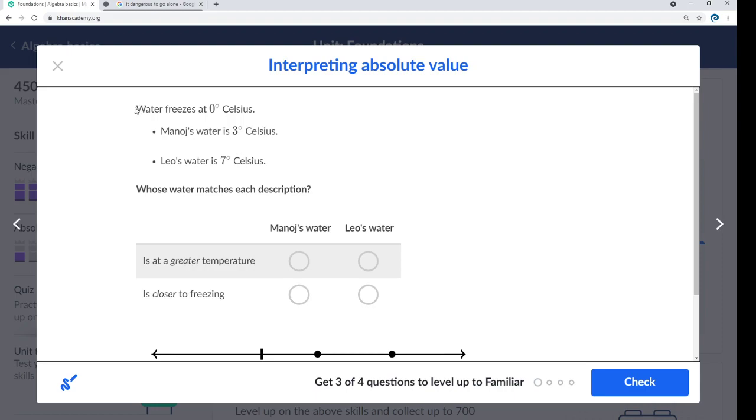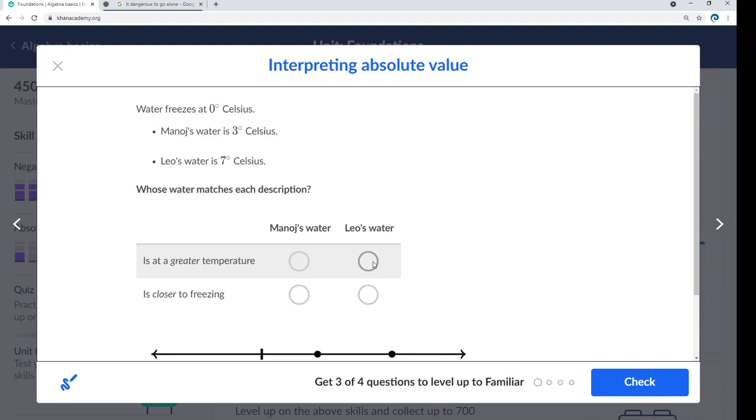Let's go. Okay, water freezes at 0 Celsius. Mangel's water is 3 Celsius. Leo's water is 7 Celsius. Whose water matches each description?